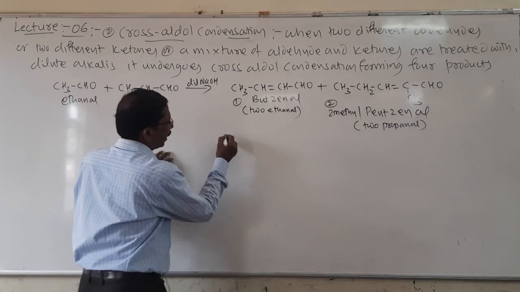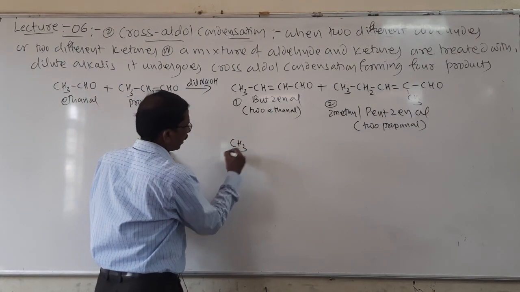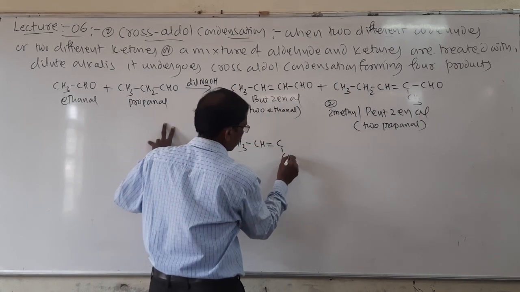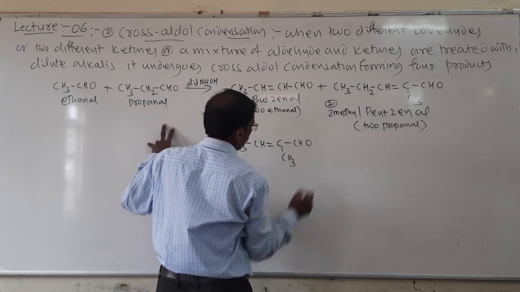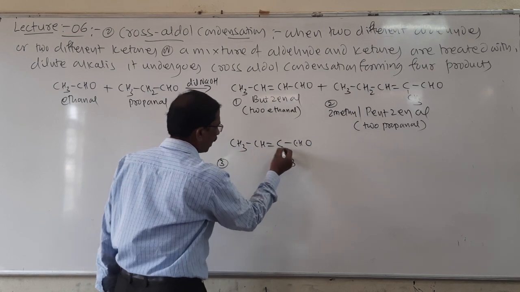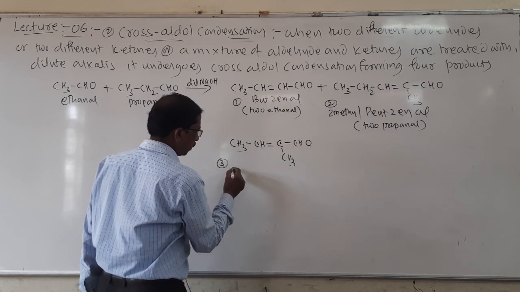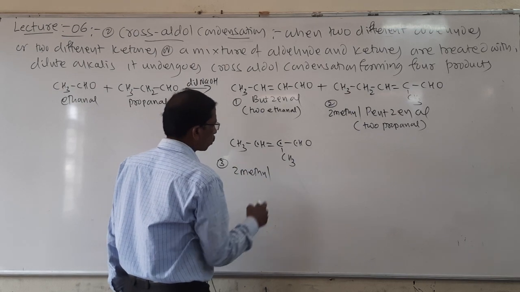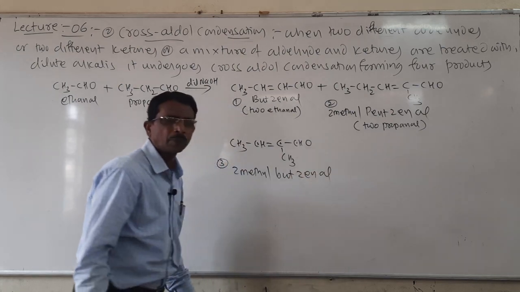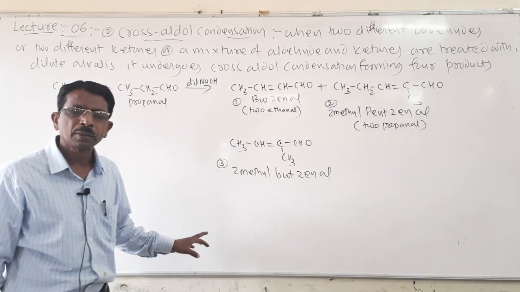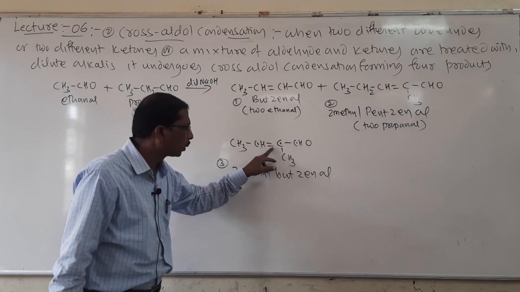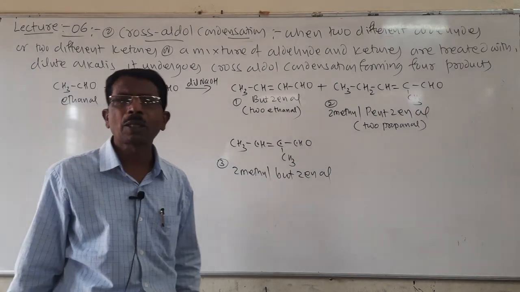Third product is CH3 CH double bond C CH3 CHO. Look here students, it is the third product, and its name is 1 2 3 4, so it is 2-methylbut-2-en-al. What is the name of this compound? 2-methylbut-2-en-al. So it is the third product.